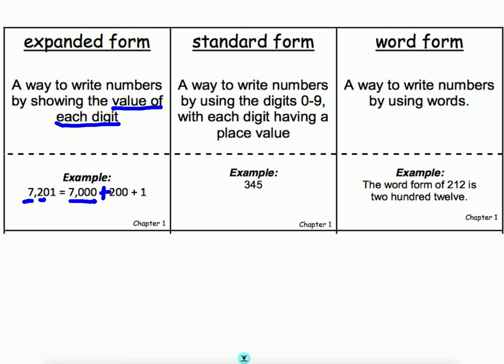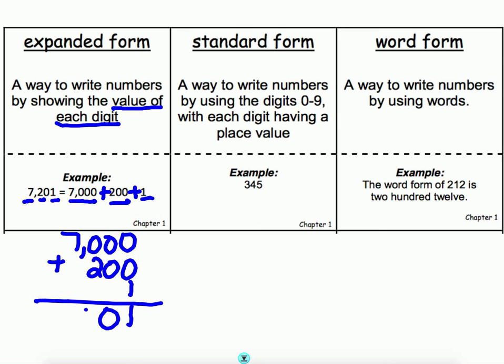The value of the 2? 200. The value of the 0 is 0, and that's why we don't put it in there, because it has no value. It's worth nothing. Then we move over to the next place, and the value of that digit is 1. Each value is separated by an addition symbol. If I add 7,000 plus 200 plus 1, I should get my standard form number. That's a good way to check work. Now that we know expanded form, we'll do a little practice later.